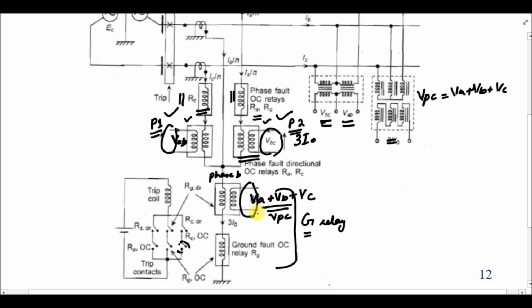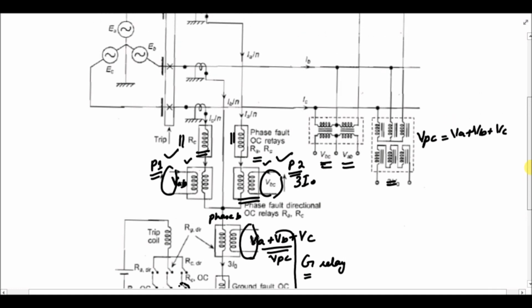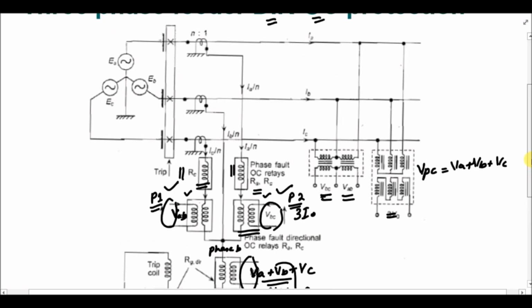So in this way we can provide protection to a three-phase feeder by using only 3 relays. 2 are phase relays and the 1 is ground relay.